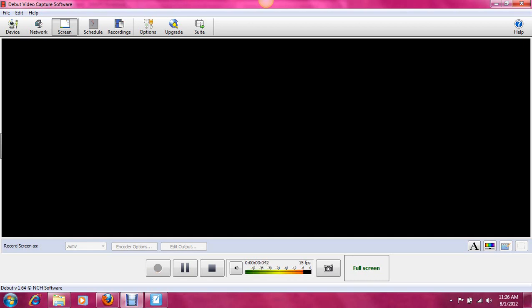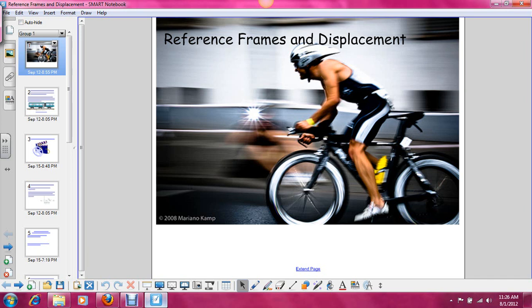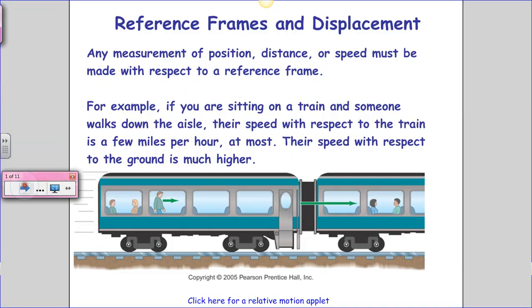Okay, so today we're going to start talking about reference frames and displacement. So reference frames, what is a reference frame? Well, any measurement of position, distance, or speed must be made with respect to a frame of reference. In other words, what's the point of view you are looking at the situation from?